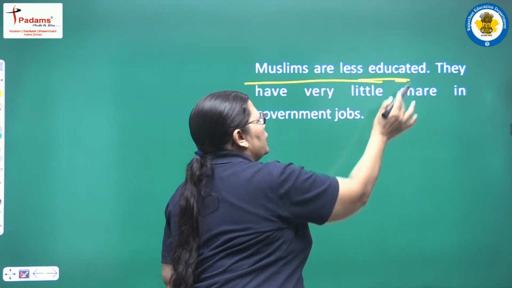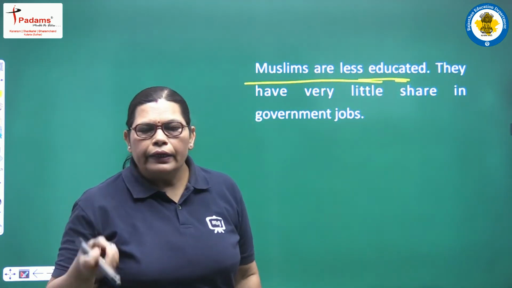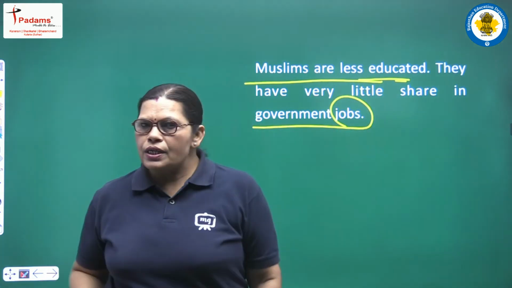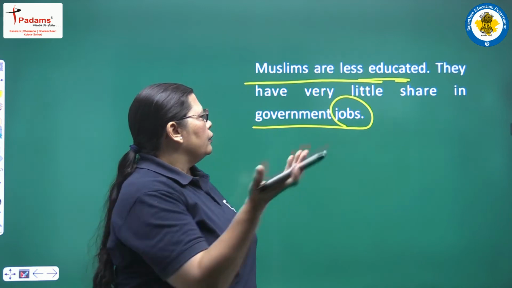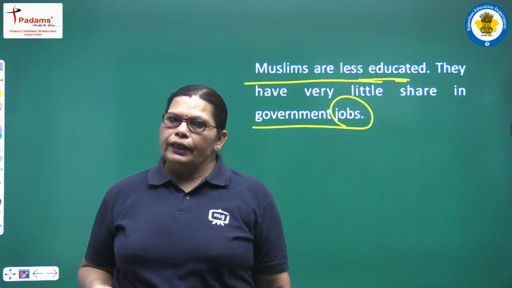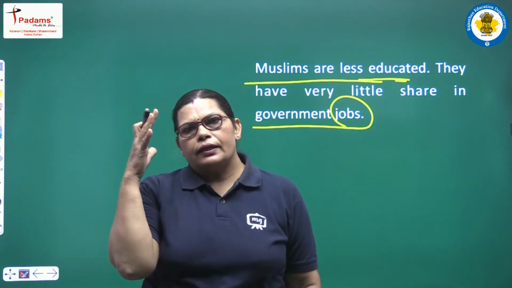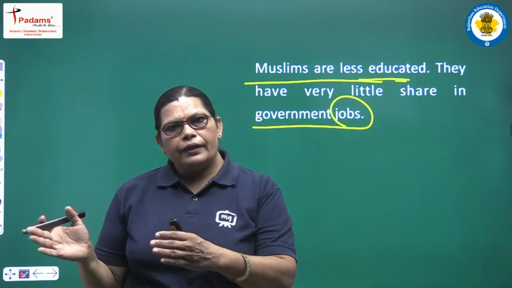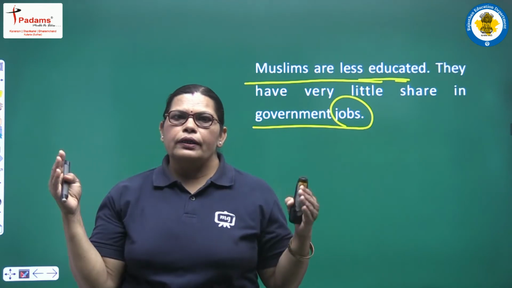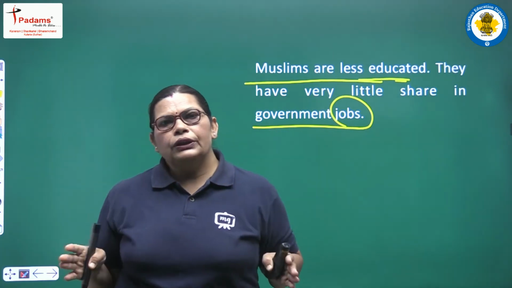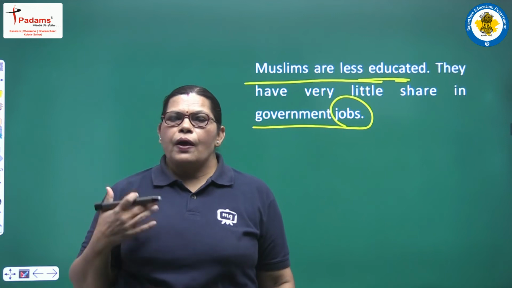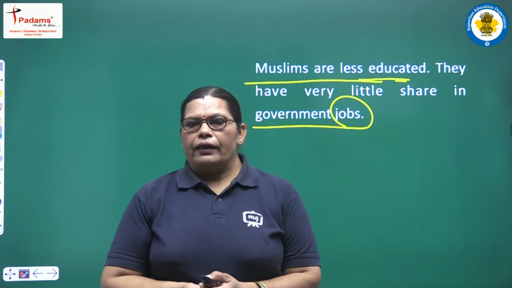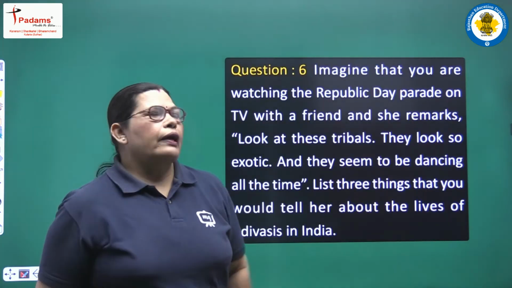Muslims are less educated. They have very little share in government jobs. Because of less education, they have very little share in government jobs. So these are the criteria by which we analyze minority groups, and when we noticed all the characterization and differentiation between the religious communities, we noticed that the Muslim community is really in a minority position. We are taking our next question here.